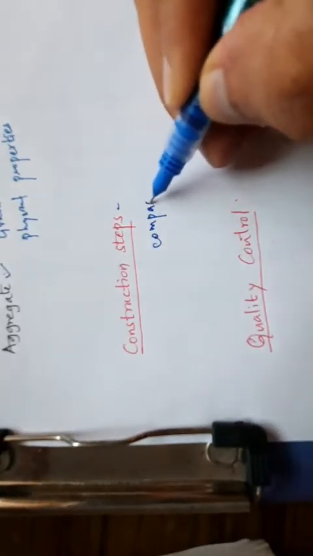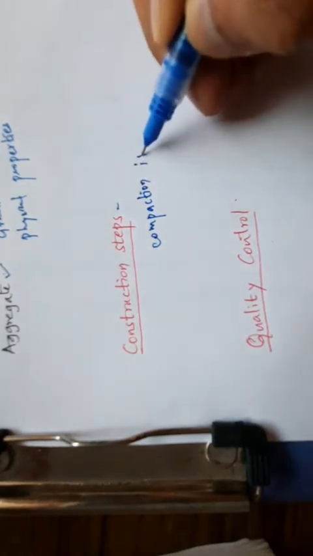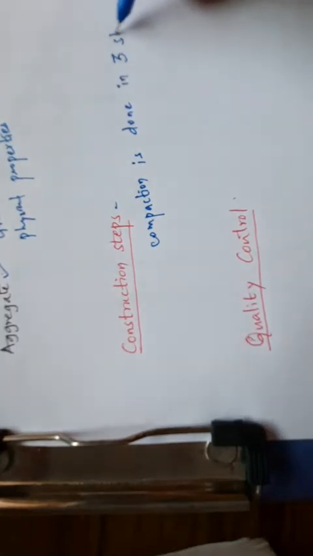The rolling is started soon after the laying of the mix, and the compaction is to be completed before the mix cools down to the minimum specified temperature of 100 degrees Celsius in case of viscosity grade 10 and 90 degrees Celsius in case of viscosity grade 20. The compaction of the bituminous layer and finishing are done. Here the compaction is done in 3 stages.